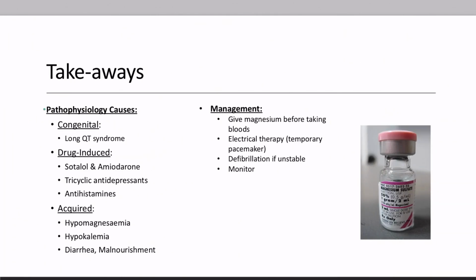Finally, some takeaways. We do have these causes: they can be congenital, drug-induced, or acquired. So make sure to check for all these different scenarios. And then for the management of the patient, we want to give magnesium before taking any bloods from them. You can also try electrical therapy, such as a temporary pacemaker. If they are unstable, they'll need to be defibrillated. And then it's very important to monitor these patients. If they do go back into torsades de pointes, it can devolve into VFib and cardiac death. So it's very important to make sure these patients become stable before giving them the go-ahead.